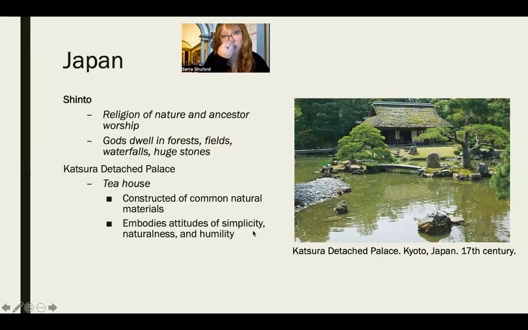So the primary religion that we see in traditional Japan is the religion of Shinto. This is a religion of nature and ancestral worship. Instead of having one or two gods that we have names for and that exist as independent beings, the Shinto religion acknowledged that the gods exist in forests, fields, waterfalls, big stones, trees, anything in nature. It's not so much that there's one god.